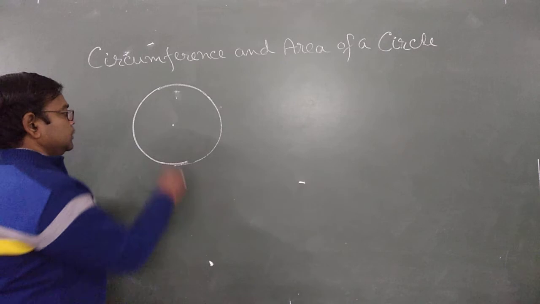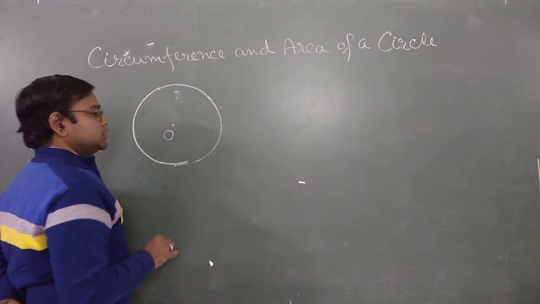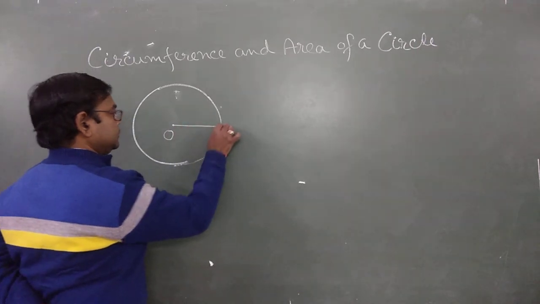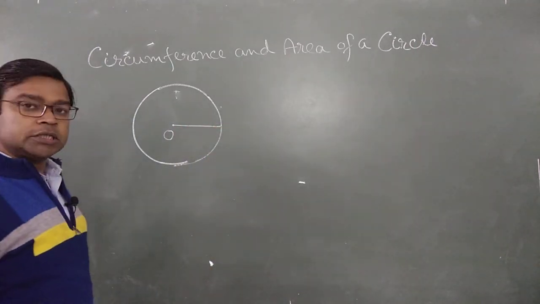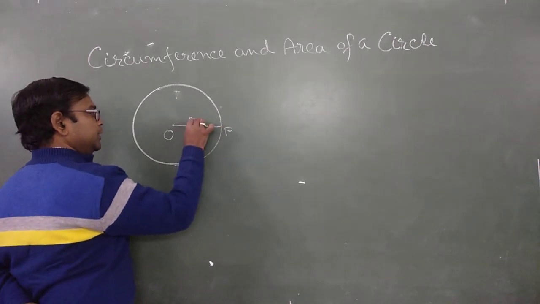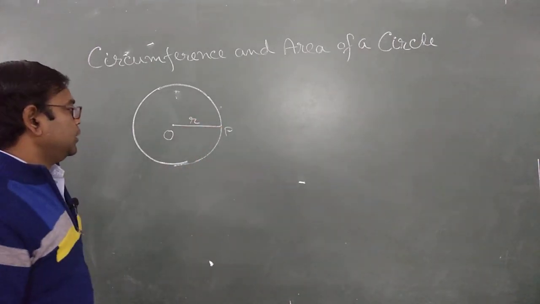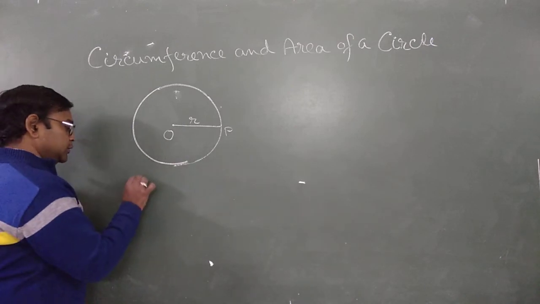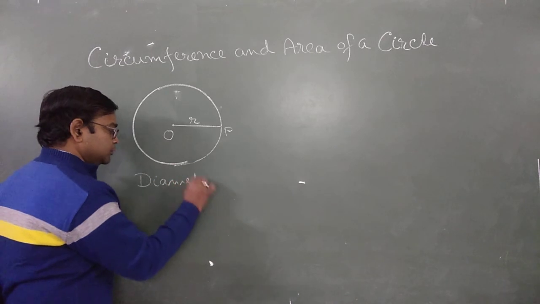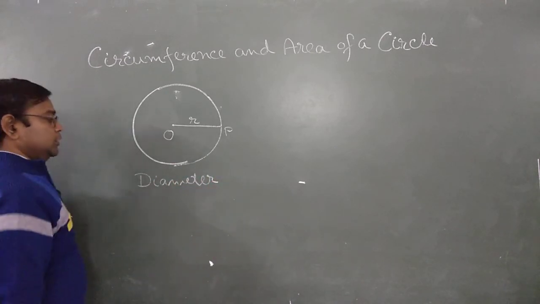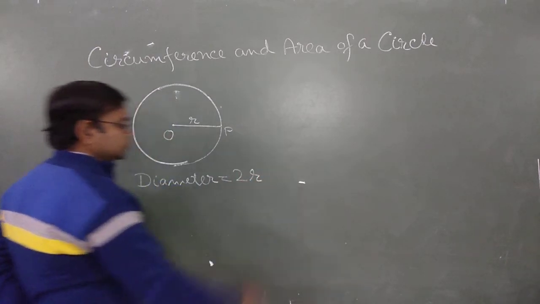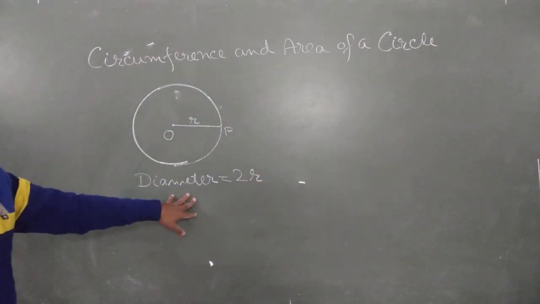As we know, in any circle we have a center, and from this center if we draw a straight line towards the circumference, this is known as your radius, and the length of the radius is r. In a circle, the diameter is the longest chord which passes through the center. The length of the diameter is double the radius. So, diameter equals 2r.